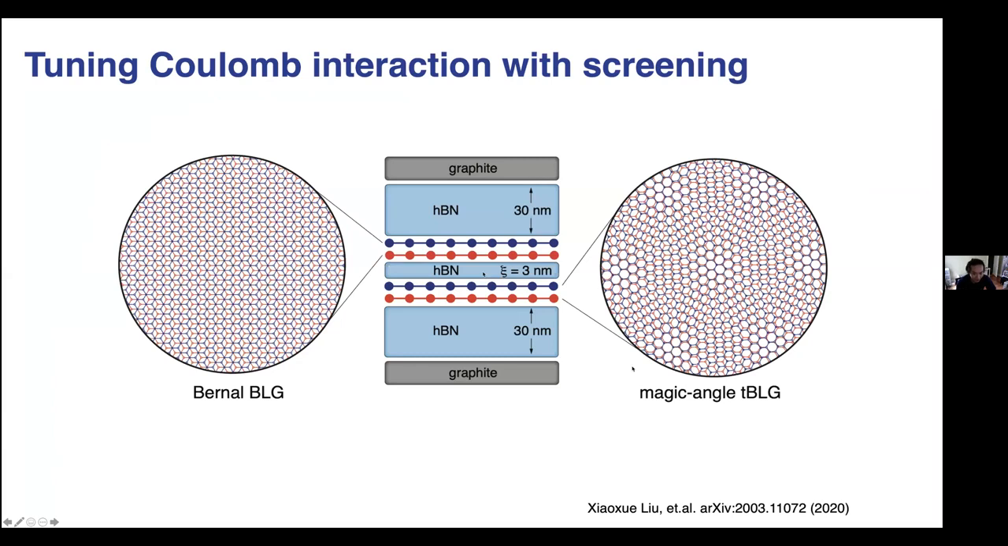It's thick enough to fully suppress tunneling. We don't have to worry about charge carriers tunneling across the barrier. It's thin enough to allow strong Coulomb coupling across the barrier to potentially modify Coulomb interaction within the Moire flat band.